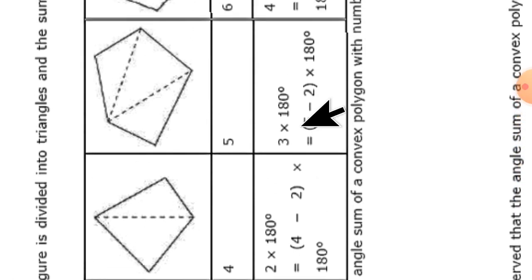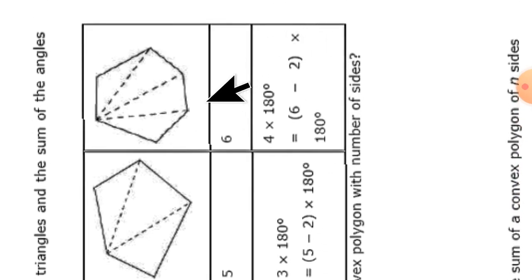Now the third one, 1, 2, 3, 4, 5 sides are there. So sides are 5 and it is divided into 3 triangles, 1, 2, 3. The sum of the measures of the angles of each triangle is 180 degrees. So 3 into 180, and 3 into 180 means 5 minus 2 into 180. Total sides are 5. So 5 minus 2, that is 3 into 180.